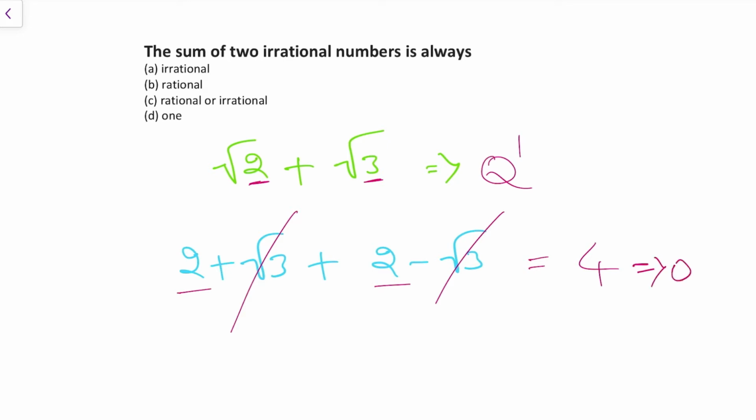Now if we observe these two cases, in the first case we got an irrational number, whereas in the second case we got a rational number. So we can say that the sum of two irrational numbers is rational or irrational. So rational or irrational, option C is the correct option.